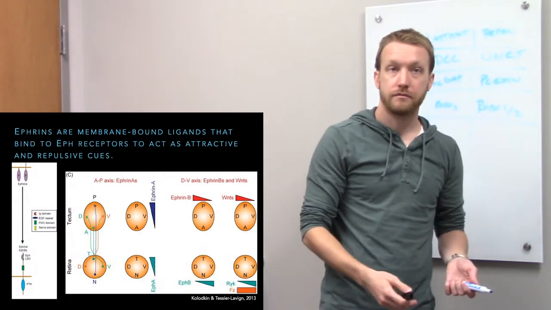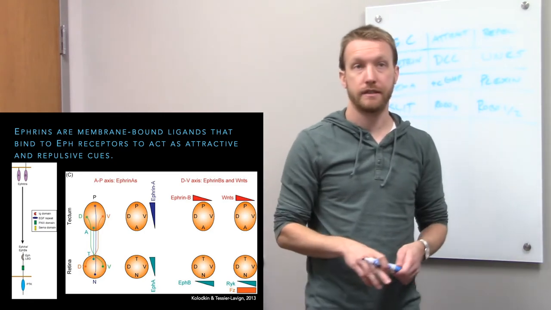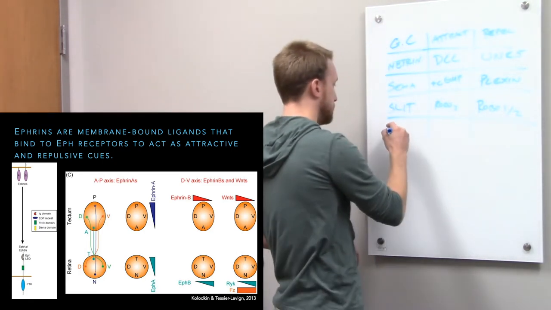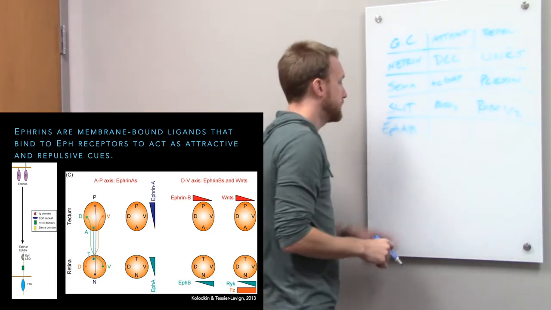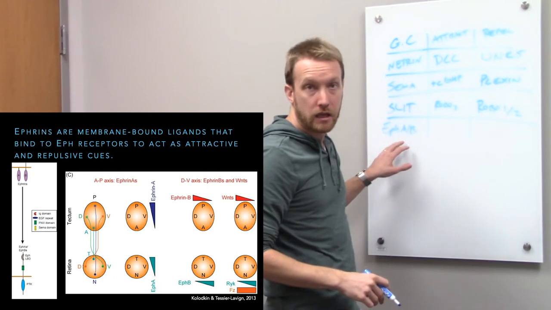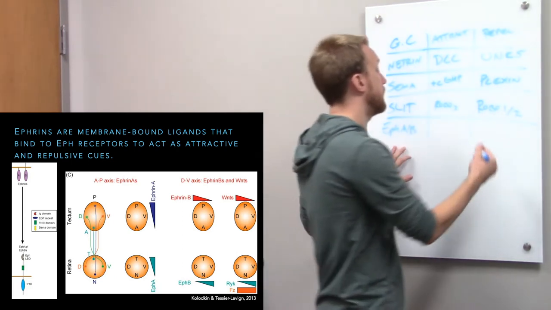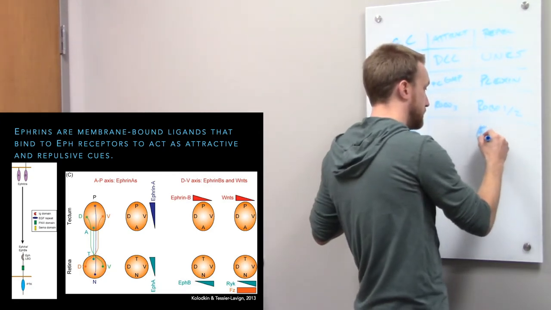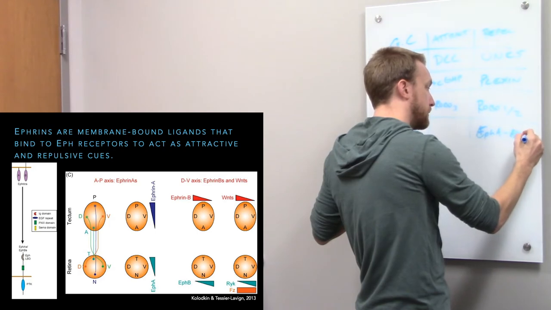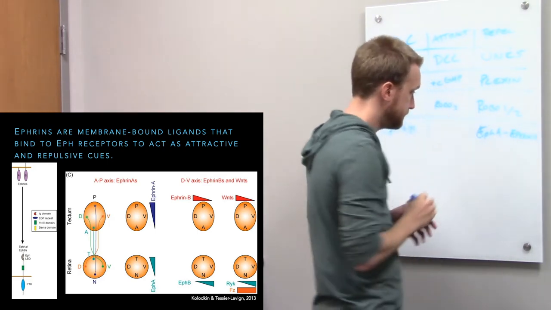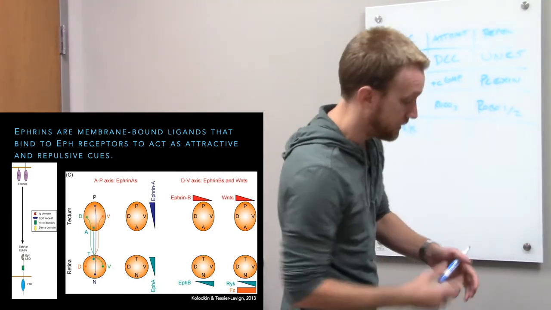Then we have our efferents and our F receptors. So these are going to do slightly different things. So if it's FA, that is going to be repulsive with the efferent A receptors. Even I can't read that. I'm standing right next to it.